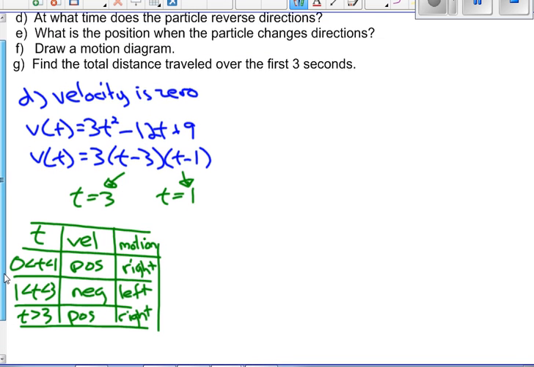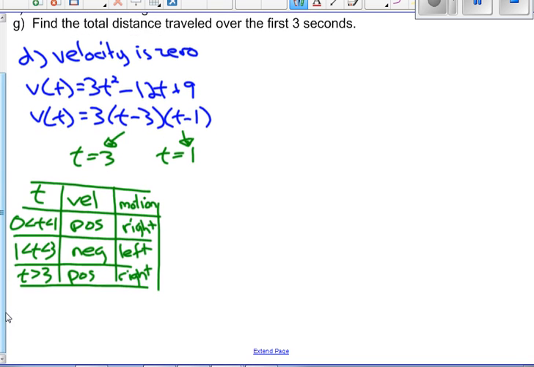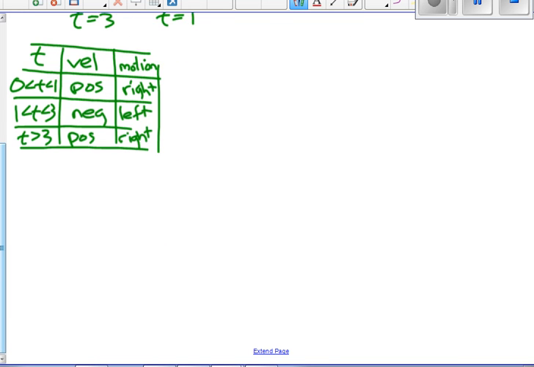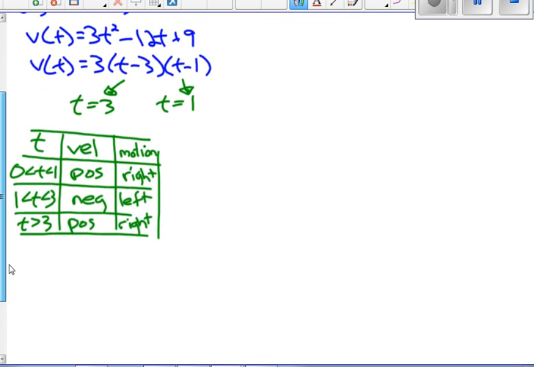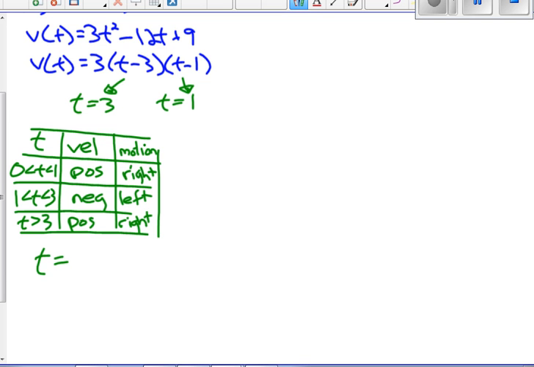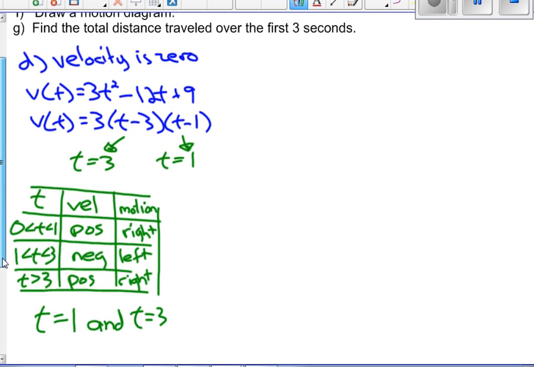Okay, so the question is, what time does the particle reverse directions? It changes from rightward motion to leftward motion at t equals 1. And it goes from left to right at t equals 3. Those are the 2 times when this happens.